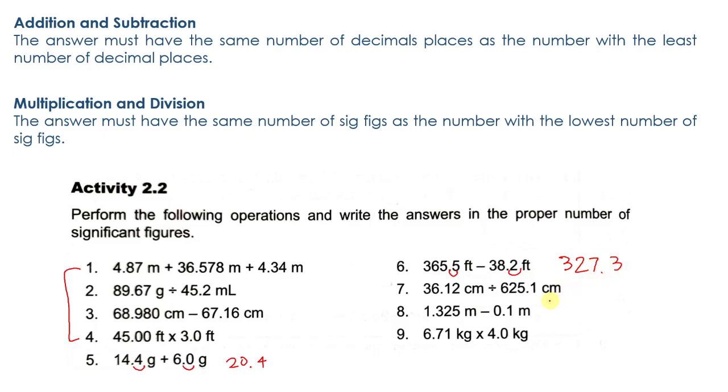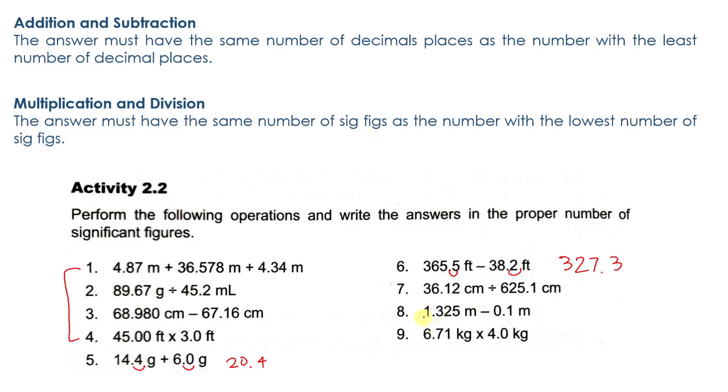327.3. Okay, that's the answer for number 6. Again, in this case, just solve this one on the calculator, then round it properly. Again, it depends on the number of significant figures or decimal places in the number. For addition and subtraction, it will depend on the decimal places. Then for multiplication and division, count all the number of significant figures in the number.